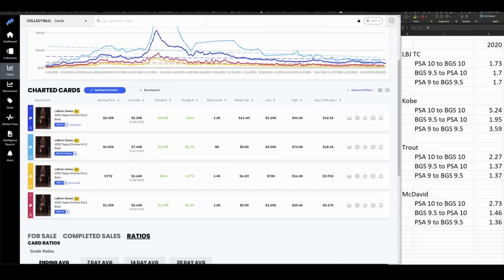That's it. Beckett slabs going to zero. It's over. The gig is up. They're done. Sell them all.